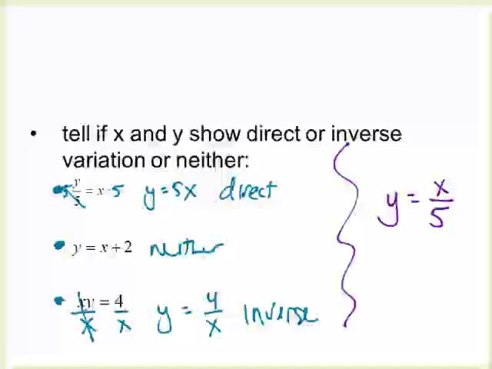Okay, so another thought. Isn't that actually 1/5 times x? We could rewrite this problem without changing its meaning as 1/5 times x. That's exactly the same thing as dividing by 5. So now when I write it in this format, is it direct, inverse, or neither? Direct. Okay? So make sure that if you have a division, that you confirm where that variable is. If that variable's on the top, it's really a multiplication by a fraction and it's direct. If the variable is on the bottom, that is inverse. Questions?